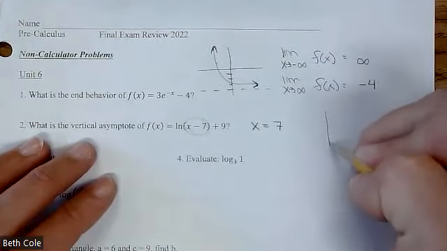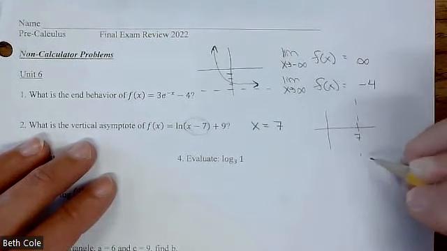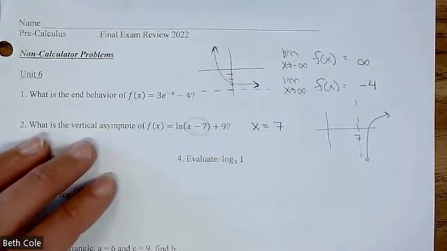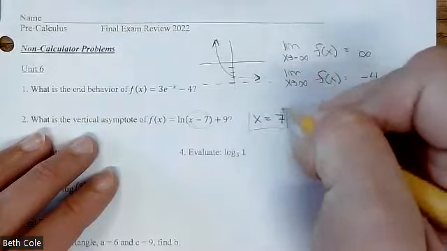If you want a picture, it would look like this. Here's 7. That's where your vertical asymptote would be, and it would look like that. You don't have to draw that to get the answer, though. You can just go, how much left or right did it move? And then this is your answer.